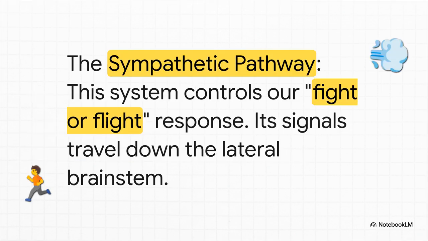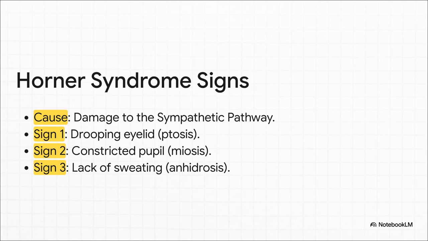Next up is the sympathetic pathway. This isn't just one tract, but it's the entire system responsible for our fight-or-flight response, and its control signals run right down the lateral side of the brainstem. Now, if this pathway gets damaged, you get a very specific cluster of signs known as Horner syndrome. It's a classic triad of symptoms: a drooping eyelid, which is called ptosis, a constricted pupil, or miosis, and a lack of sweating on one side of the face, called anhidrosis. Seeing these 3 things together is a huge clue that points directly to a lesion in the lateral brainstem.